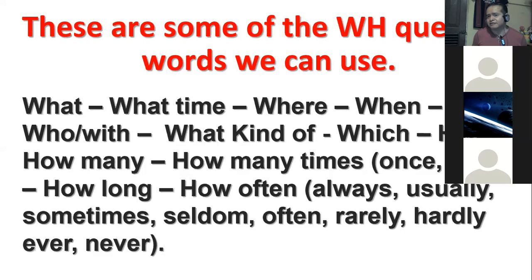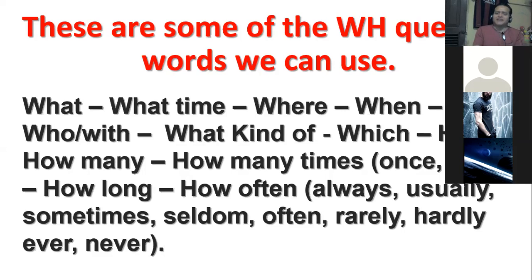What is the answer? I am going to eat rice pupusas. I'm going to eat rice pupusas. Everybody. I'm going to eat rice pupusas. One more time. I'm going to eat rice pupusas.